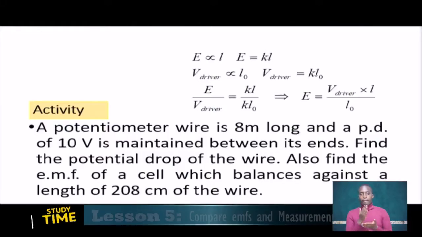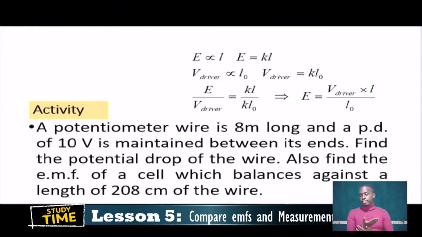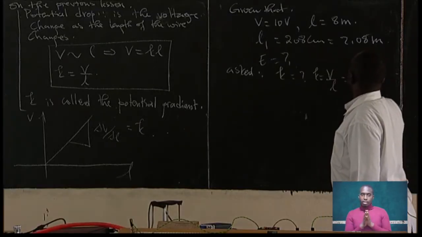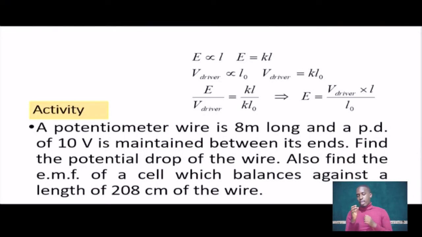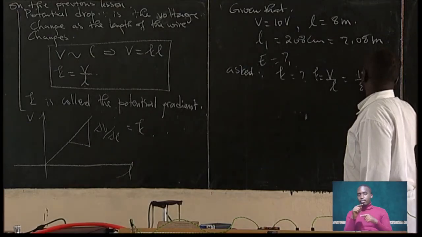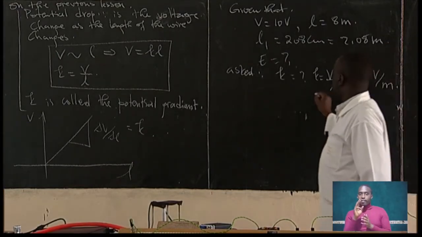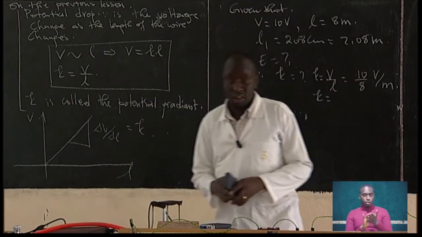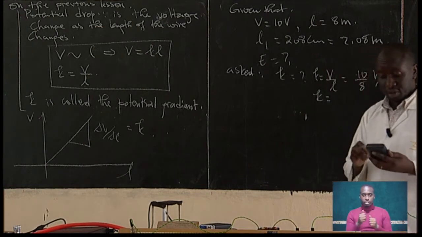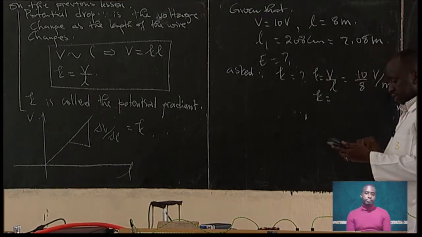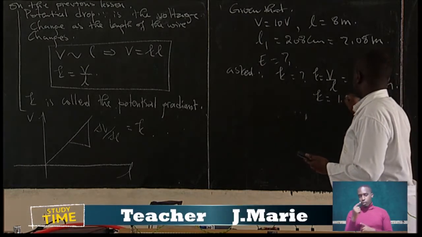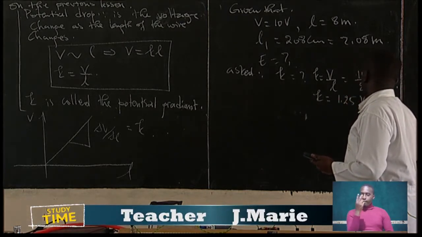So then here you have K equals V over L, and this V equals 10 over 8, and this is V over meter. The unit, then K will be equal to... can you use the calculator and then find the answer? So together with me, hurry up. And this is going to be equal to 1.25 V over meter.